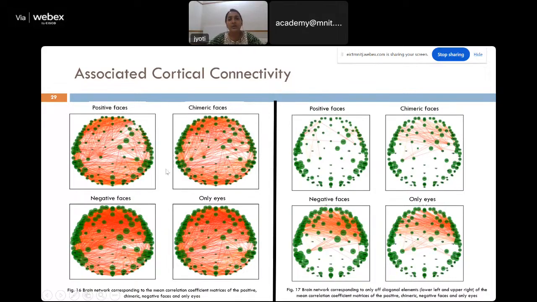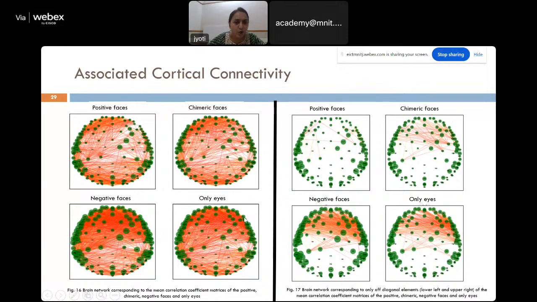So we have also plotted the corresponding brain networks in that situation. Here this is considering all the edge weights, and the second figure considers only off-diagonal elements of the human brain. Even in this case, we can see that in the frontal lobe area, this upper part shows the frontal lobe, there are not too many connections between different electrodes.